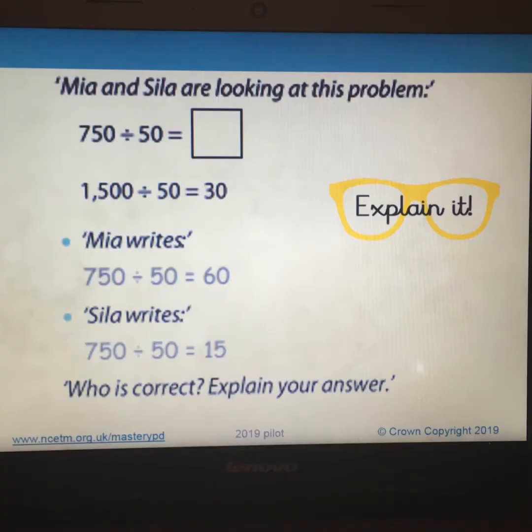Okay then, last one for today. This one is an explain it. So we've got Mia and Sila looking at this problem. Mia writes 750 divided by 50 is 60. Sila writes 750 divided by 50 is 15. So I want you to have a look who's correct, and I want you to tell me where the other person has gone wrong. Off we go.